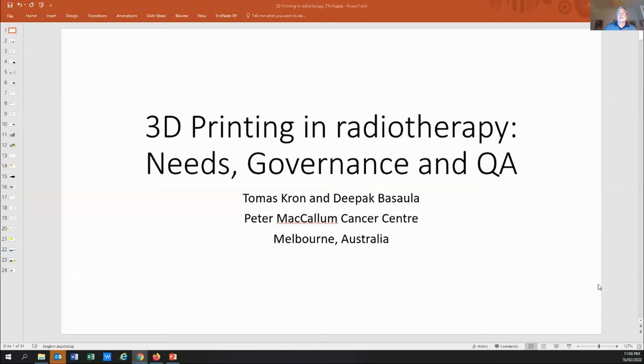So we'd like to talk a bit about 3D printing in radiotherapy, and I'd like to kick off by talking a bit about governance and quality assurance. And I should also acknowledge Deepak Basaula, who is one of our clinical physicists, who is actually overseeing our 3D printing program in the clinic.